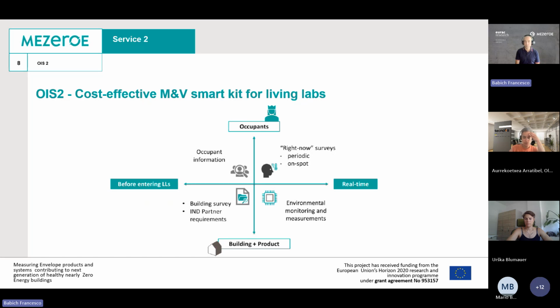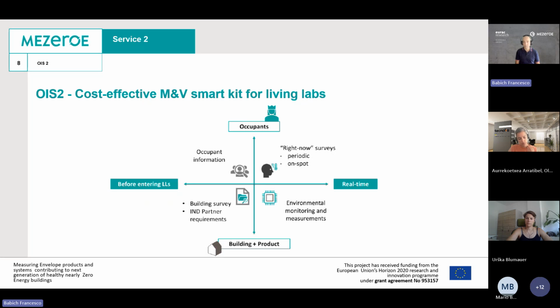After we enter, we perform some surveys, which can be right here, right now, or can also be questions that are repeated periodically, but are not of the type right here, right now. And then there is the monitoring part. And all together, this enables us to give a good picture of how a certain technology works in completely realistic conditions.